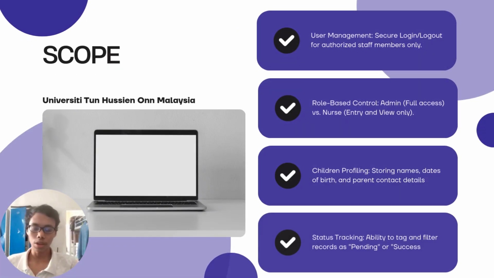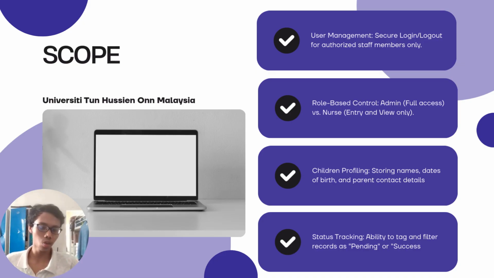We have four scopes here. The first one is user management: secure login and logout for authorized staff members only, which is admin or nurse. The second one is role-based control. Admin has full access to the web, and nurse has entry and view only. They can just see whether the children are vaccinated or not, whether it is pending or success.